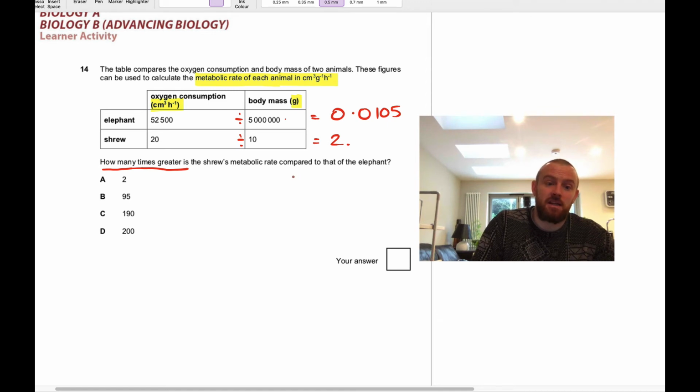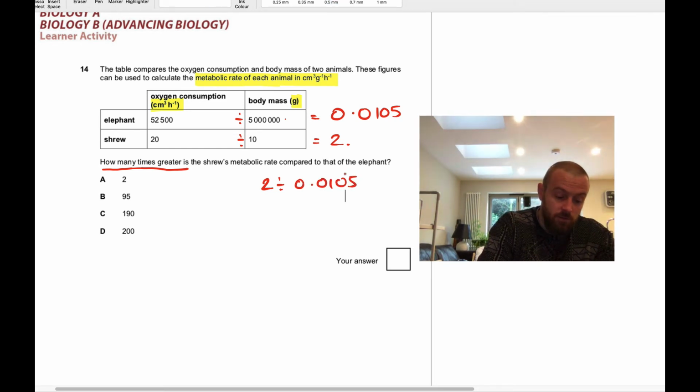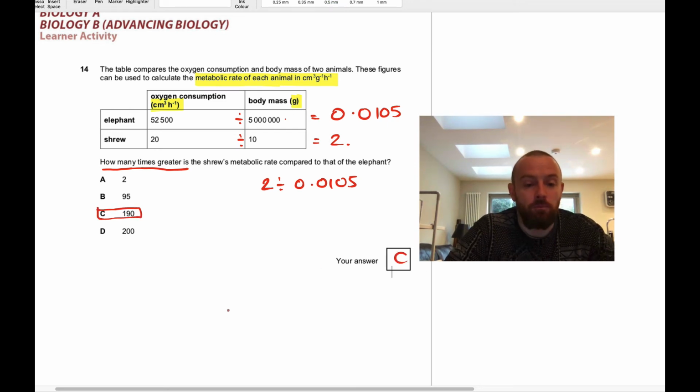I'm still not at the answer yet, because it asks how many times greater is the shrew's metabolic rate. How many times greater is 2 versus that? So therefore we do 2 divided by 0.0105. And the answer is 190, which is one of the answers. So it's C. Great. Moving on.